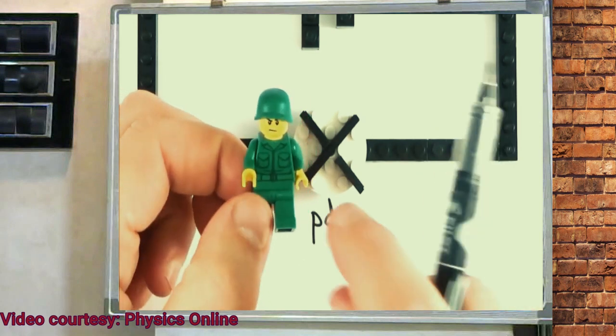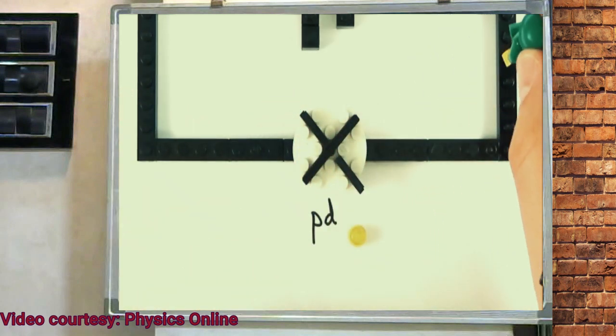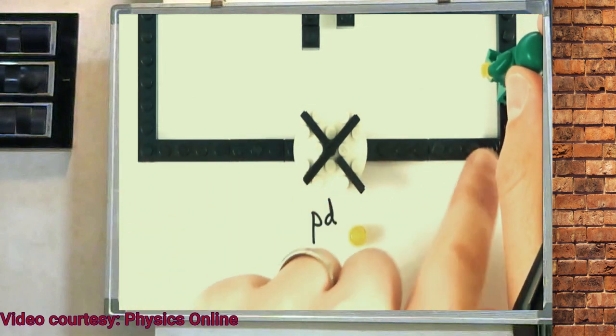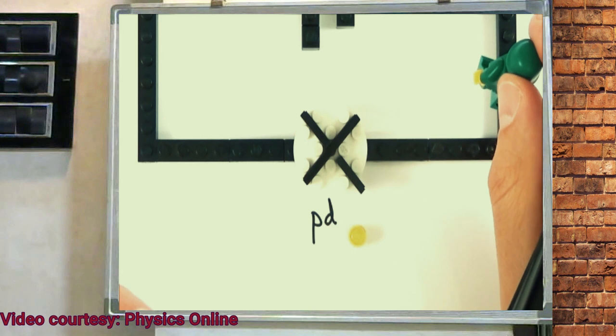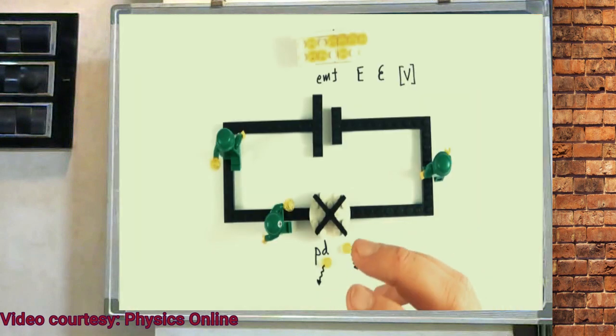Now the important thing to note is that this charged particle will keep moving around the circuit. And if we think about Kirchhoff's first law, we can say that the current at any point in this circuit is going to be the same, because we just have this very simple basic series circuit. So this is one kind of analogy that you can use to think about what's happening in the circuit.